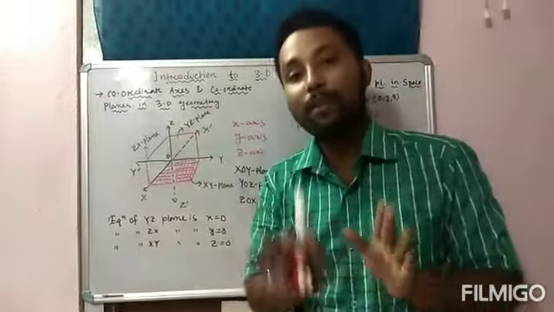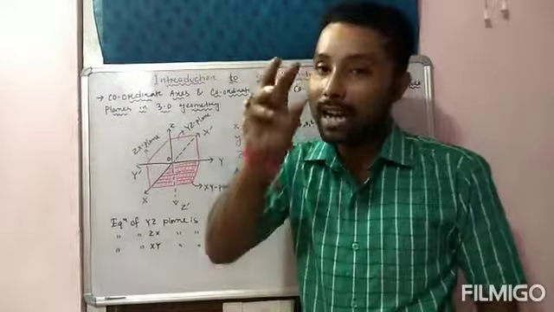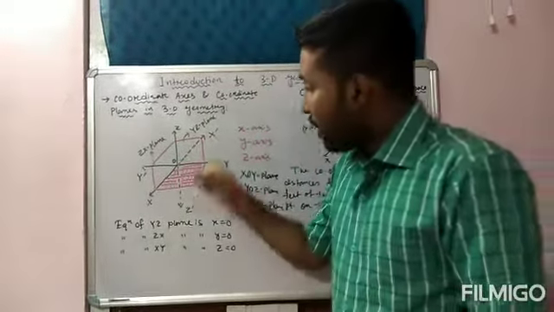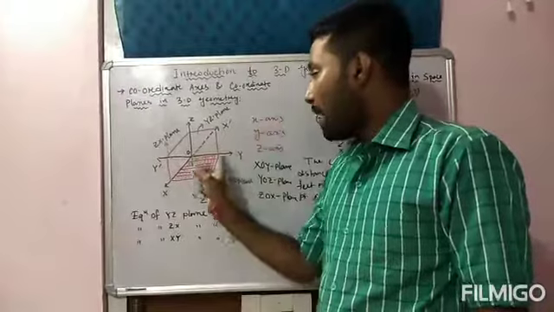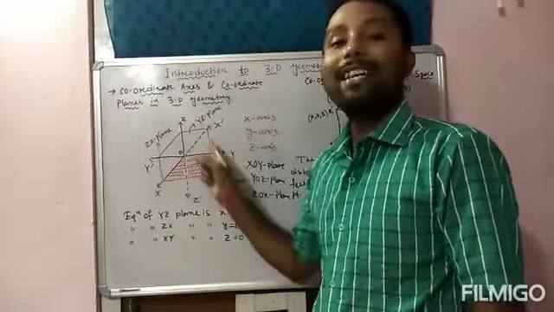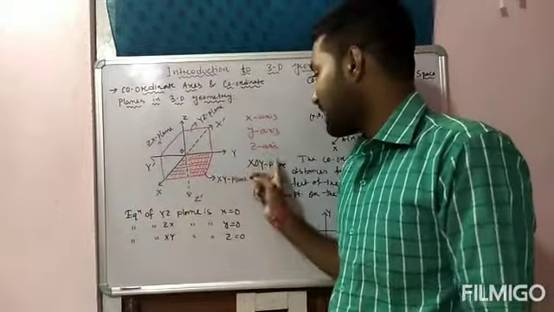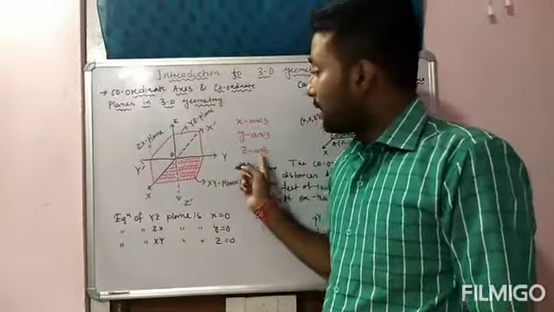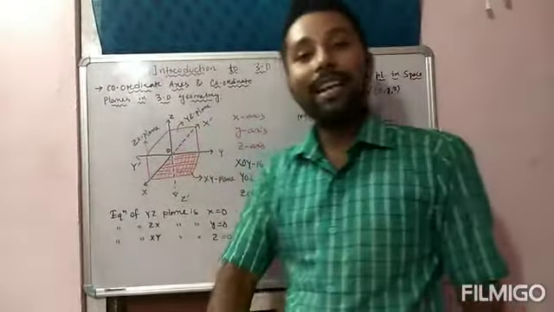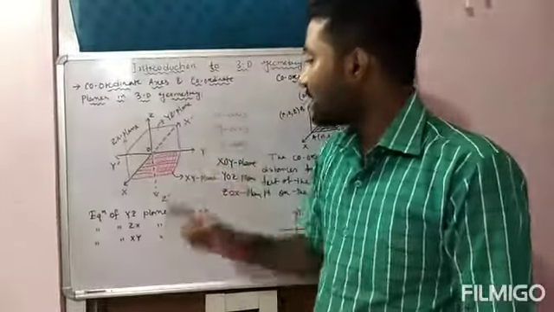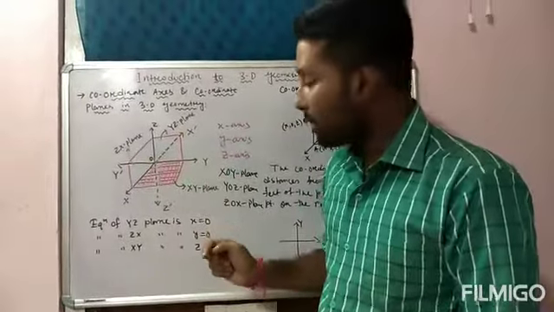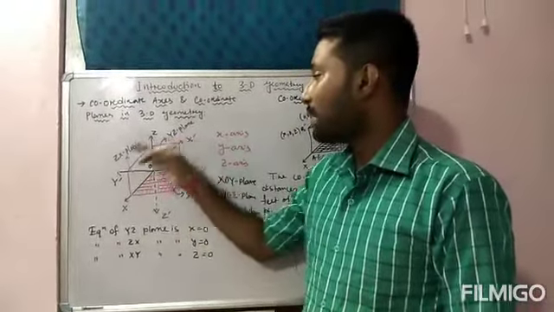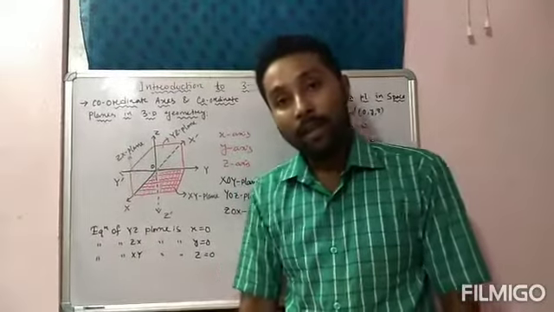These 3 are what? Mutually perpendicular lines intersect at what? At origin. xo x dash is called x axis, yo y dash is called y axis, whereas zo z dash is called z axis. Yes, these 3 mutually perpendicular lines divide or define 3 planes. What are these 3 planes? xy plane, yz plane, and zx plane.